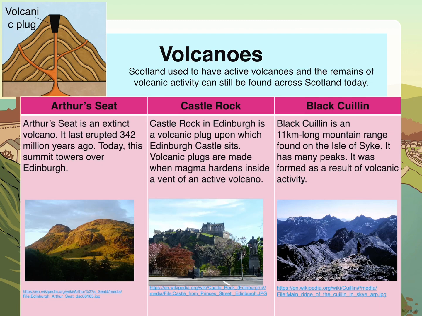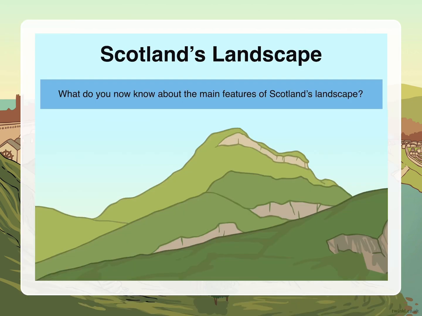And then you've got the Black Cuillin, a long mountain range found on the Isle of Skye, and it has many peaks. It was formed as a result of volcanic activity. So it's quite interesting. Then we've also got the Law Hill that we know about.